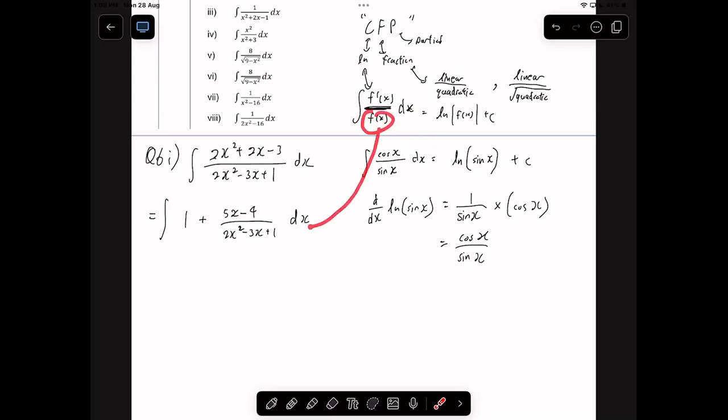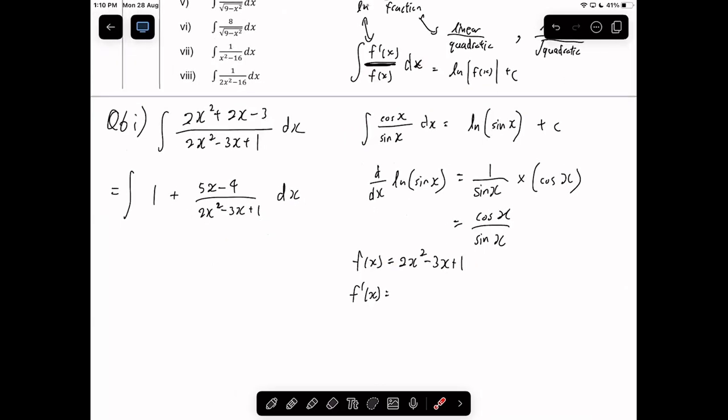So f x is this denominator, the entire thing. So I'm gonna let f x equal to this guy first, 2x squared minus 3x plus 1. What I need is an f prime x on top. So what's my f prime first? Can you tell me what's f prime? What's my f prime? 4x minus 3. Very good. So I need 4x minus 3 on top.